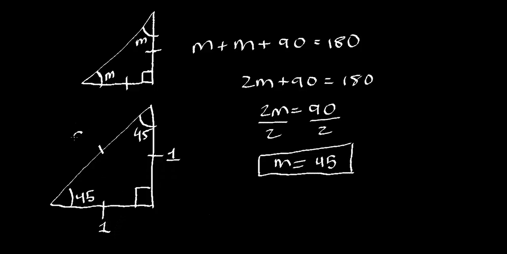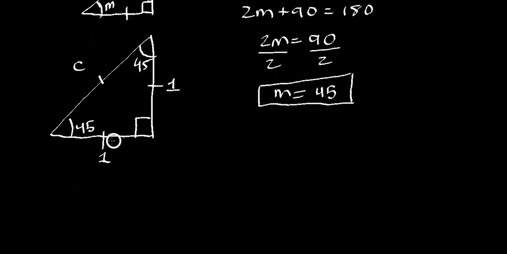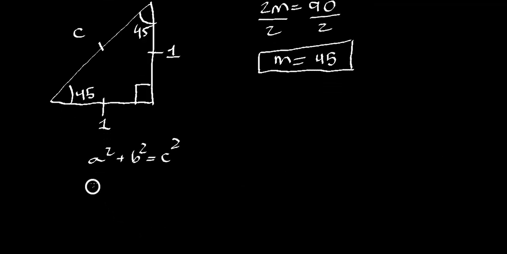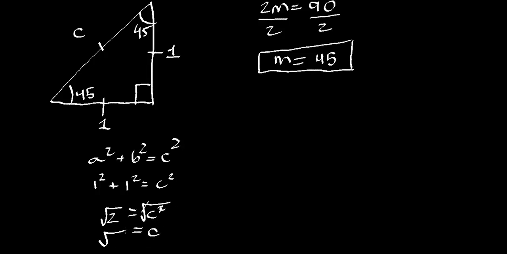Our job now is to find this hypotenuse value, which is c, and of course we use the Pythagorean theorem. So a squared plus b squared equals c squared, or 1 squared plus 1 squared equals c squared. 1 squared plus 1 squared, that's 2. And we take the square root, and the square root and the exponent 2 cancel, so we get c equaling the square root of 2. Square root of 2. Okay?